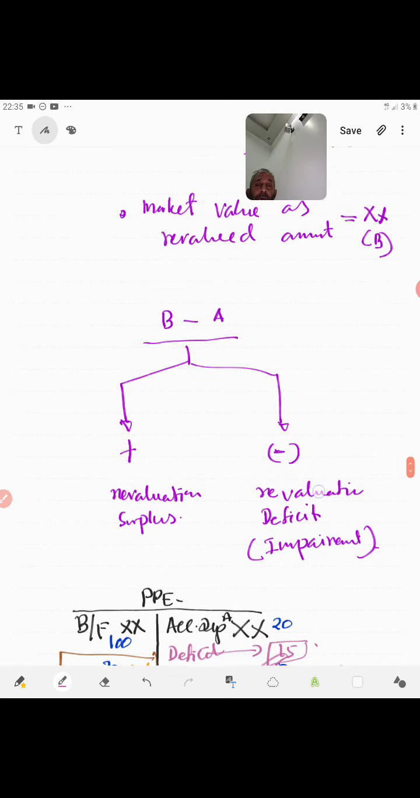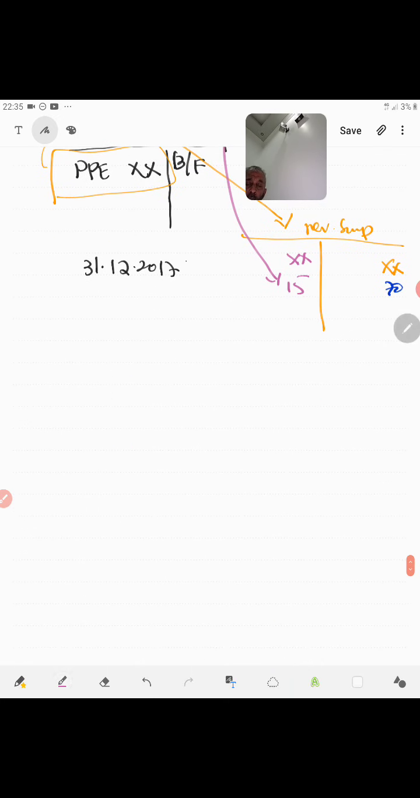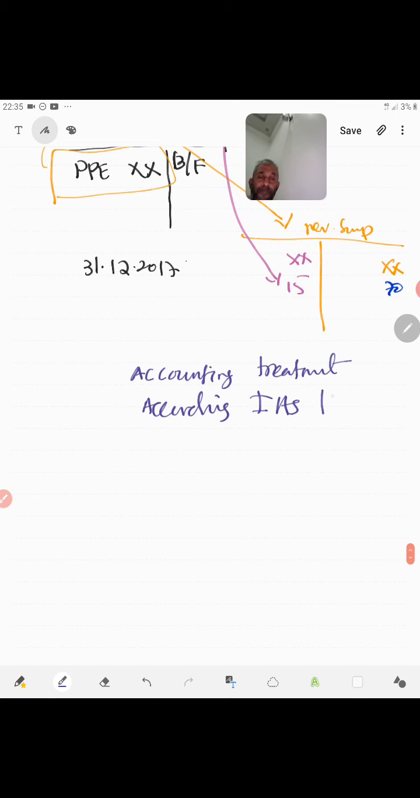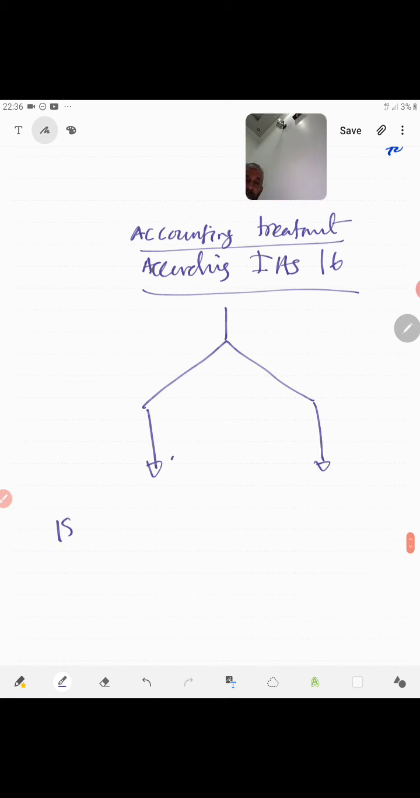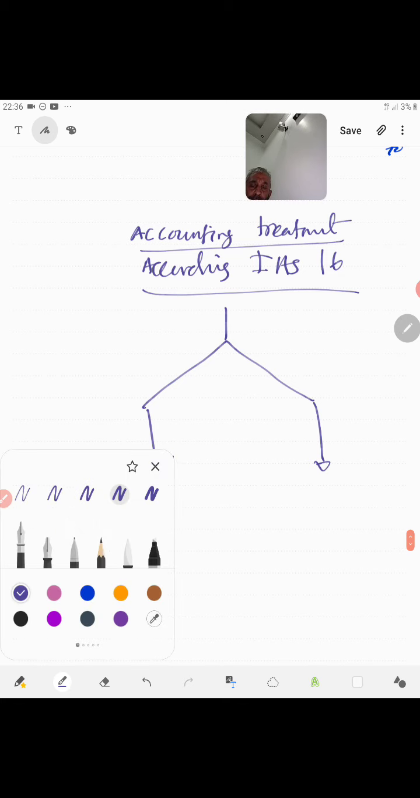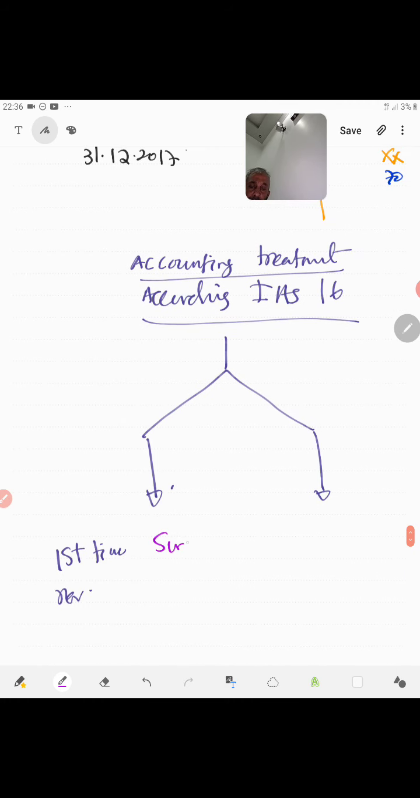Okay, fine. After understanding this, we then have to understand the required accounting treatment according to IAS 16 for revaluation. See, we may face this situation. First time revaluation, and I may have a surplus, or I may have a deficit.